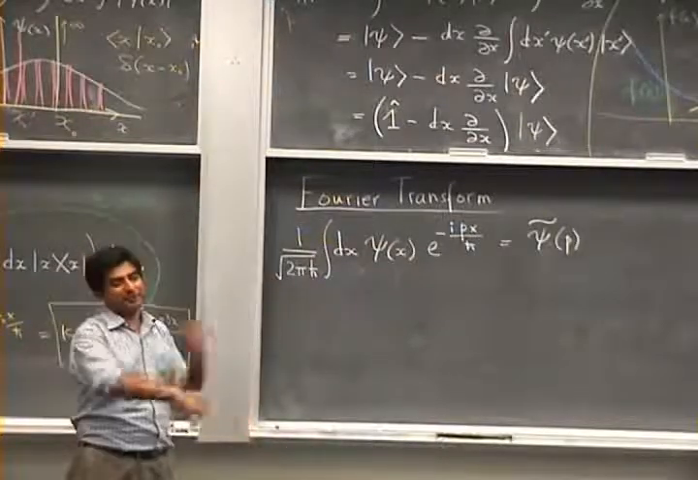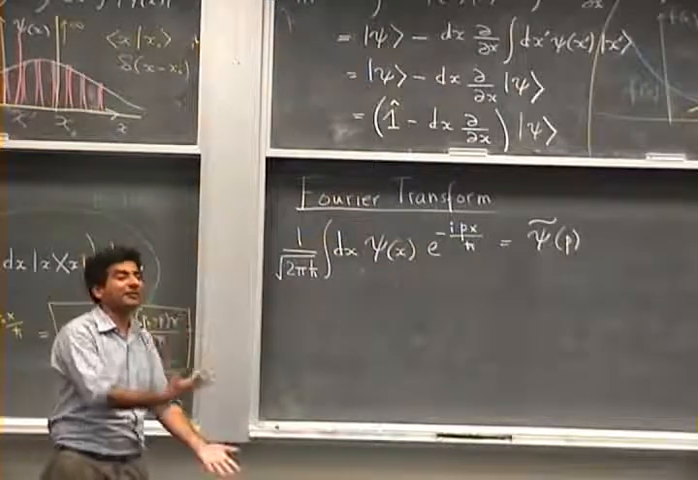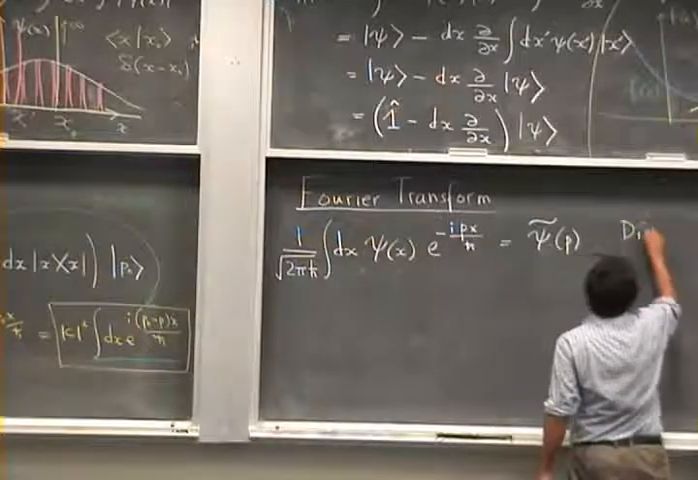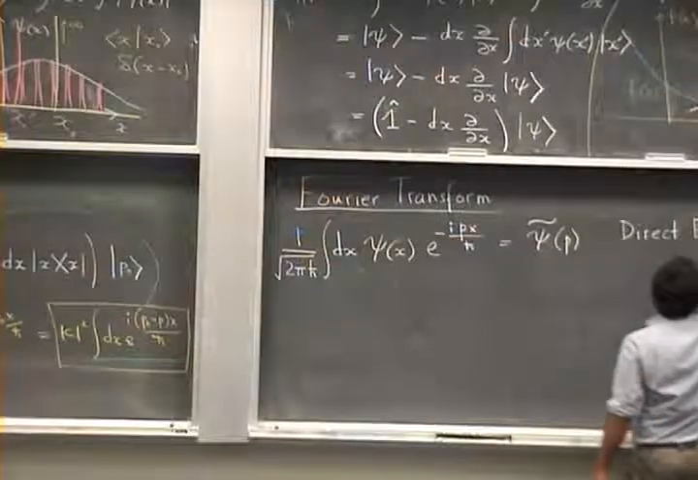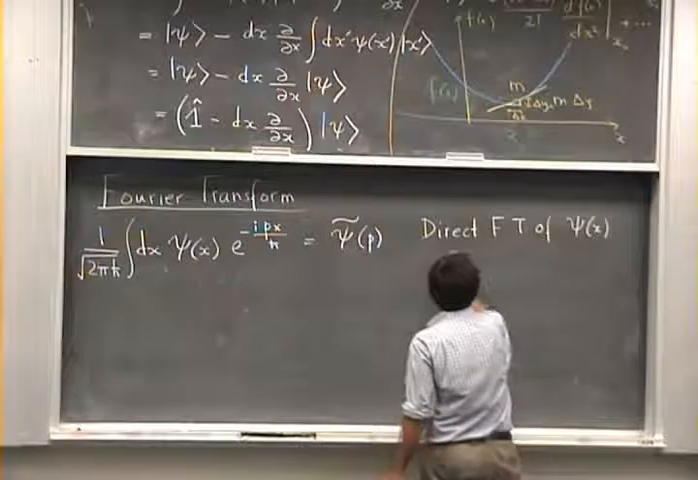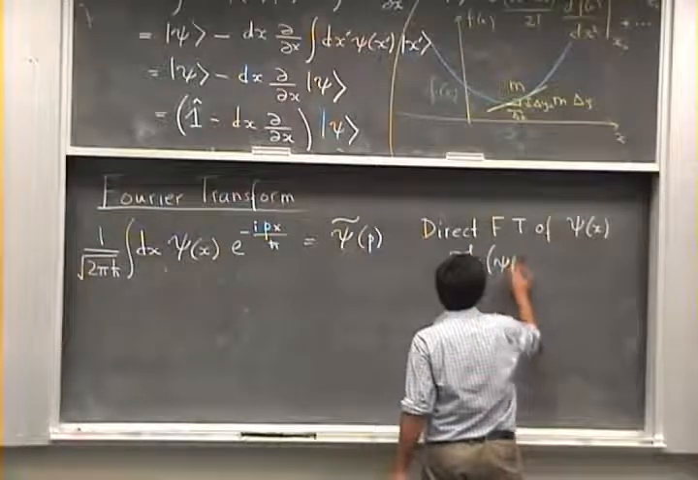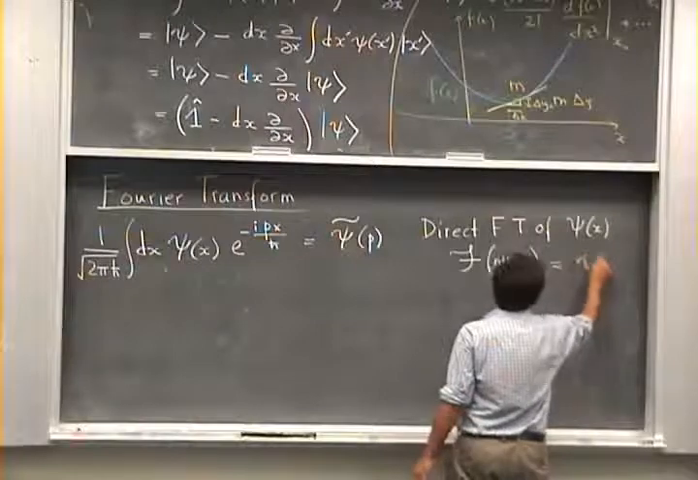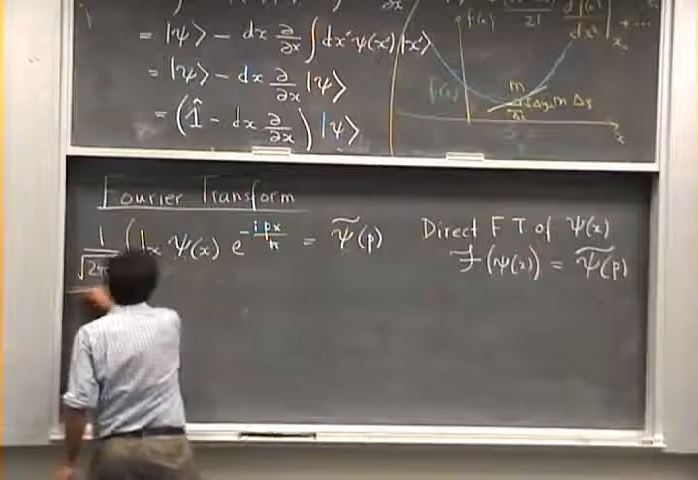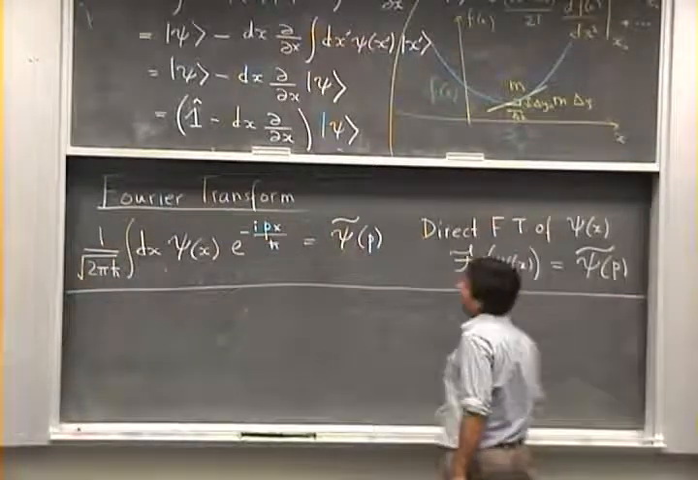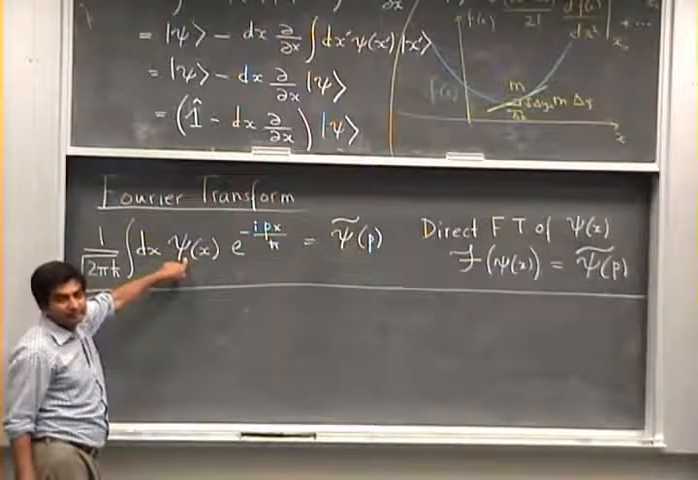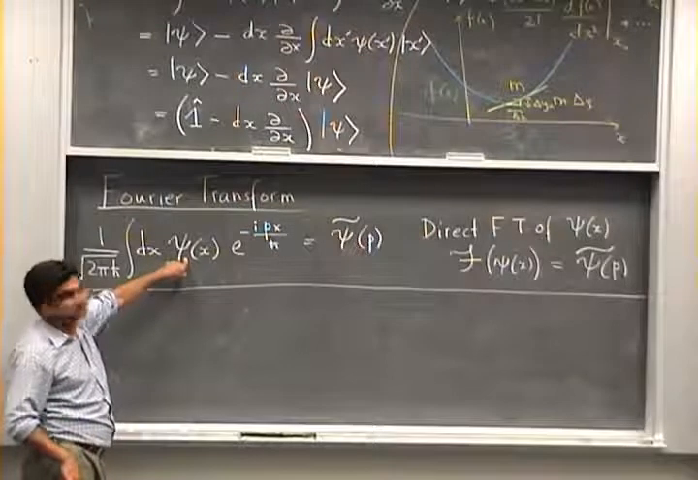Likewise, you can do an inverse operation. You can find the inverse Fourier transform. So this is sometimes called the direct Fourier transform of psi of x, which means you take the Fourier transform of psi of x and your result is a function of p. Right? So this is defined as the direct Fourier transform. Likewise, you can start off with this and recover this if you do an inverse Fourier transform.